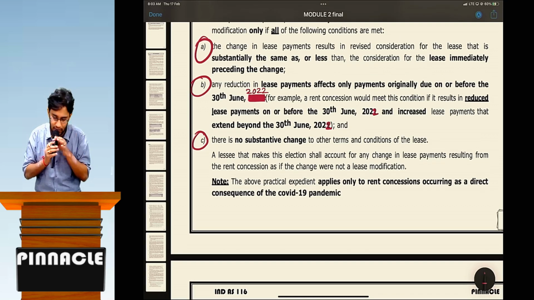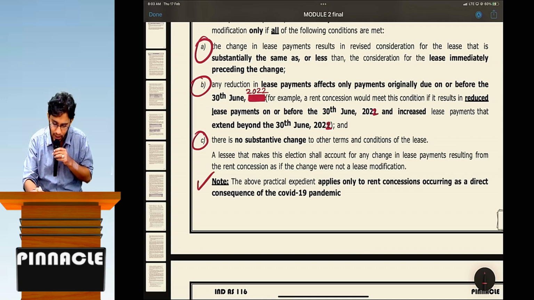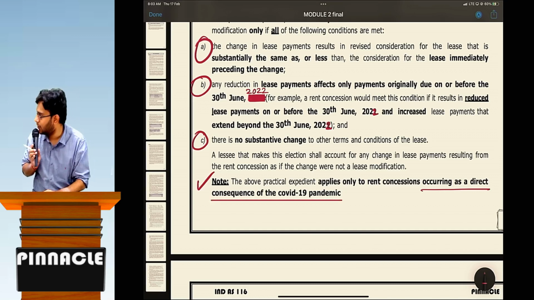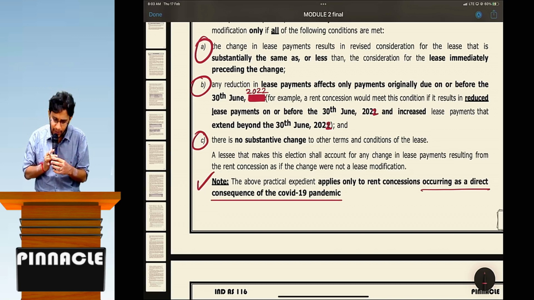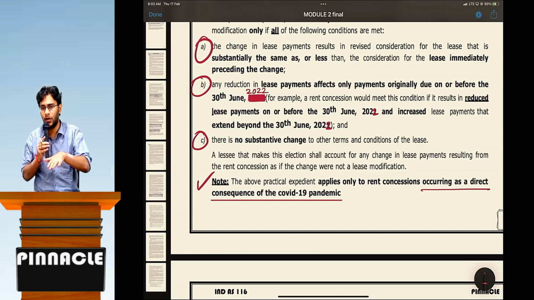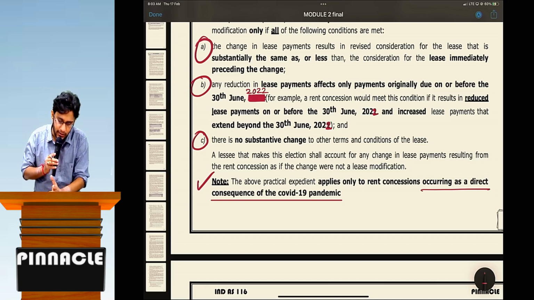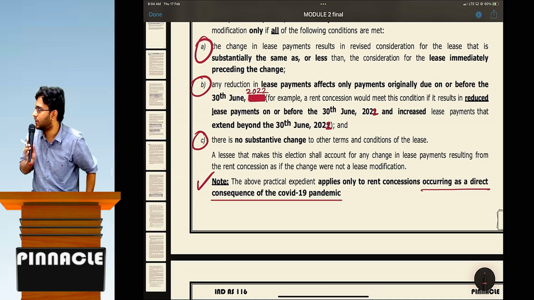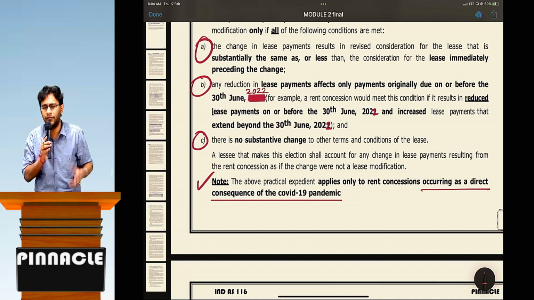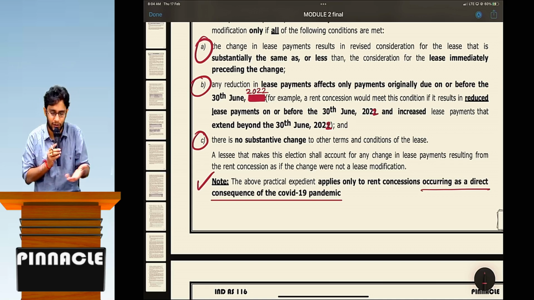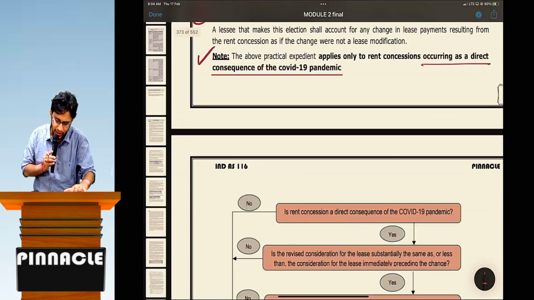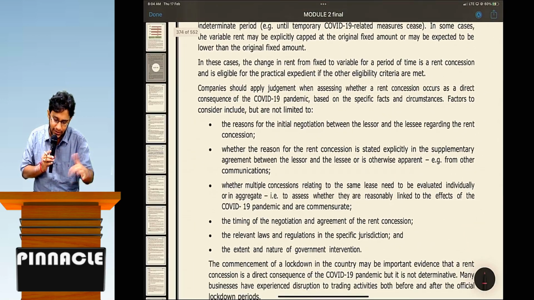So how many conditions are there? 3. Now there is a 4th one, in the note point. The above practical expedient applies only to rent concessions occurring as a direct consequence of the COVID-19 pandemic. So overall 4 conditions, sir. Number 1, you are enjoying a rent concession because of COVID-19. Number 2, lease payments under the revised terms should be lower, or it can be equal to the original lease payments. Number 3, this rent concession should relate to a period not beyond 30th June 2022. And Number 4, there should be no big changes to the lease terms and conditions. If a big change is there in the lease contract, then you have to ideally apply modification accounting. Because it is significantly modified, how can I continue with a small accounting like this? If these 4 points are satisfied, then the lessee gets an option to apply this accounting.